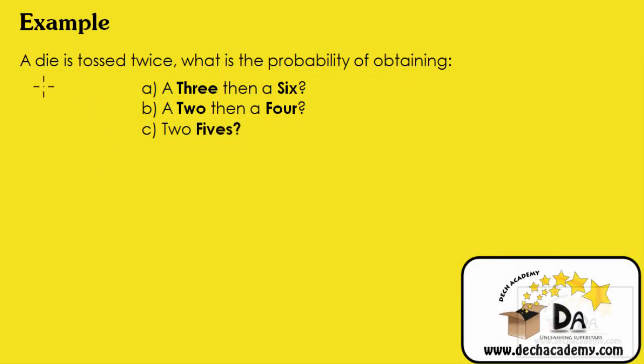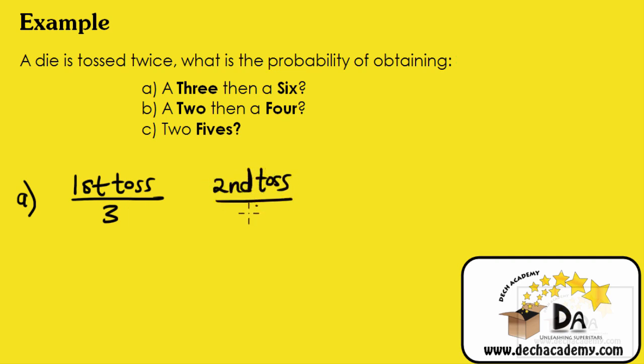So here's an example question, and it says a die is tossed twice. What is the probability of obtaining A, a 3, then a 6, B, a 2, then a 4, and C, two fives? So let's look at case A. So it's saying in the first toss, we get a 3, and the second toss, we get a 6. What's the probability of having this as our result? They're saying what's the probability of getting a 3, and then in the second toss, getting a 6.